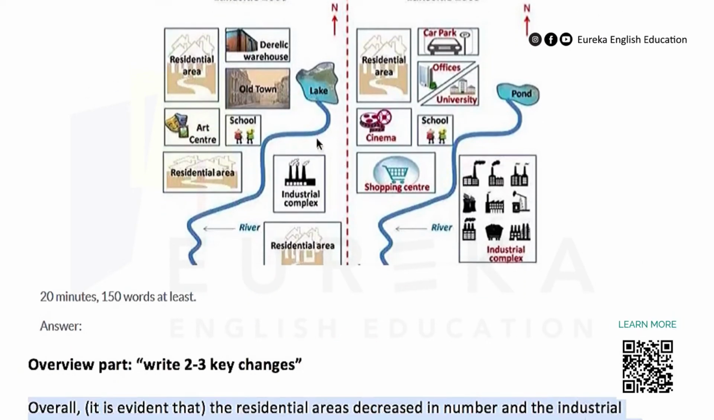Remember the overview: try to write or find 2 to 3 major changes from the maps that are provided in the question.